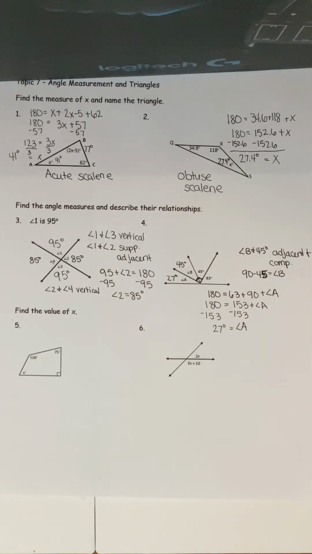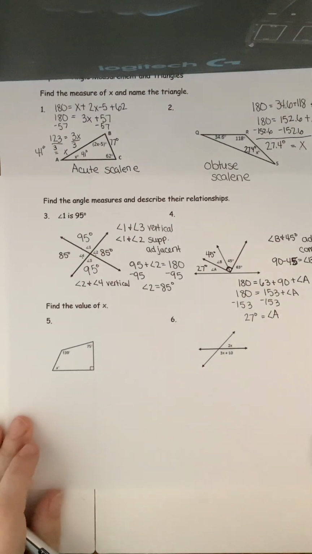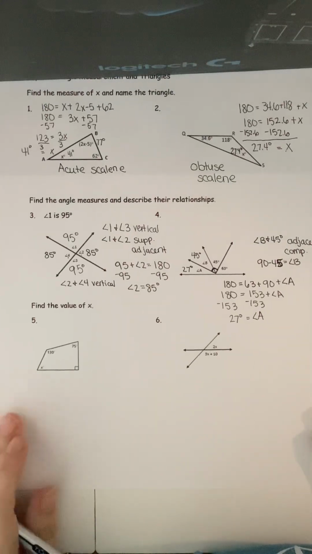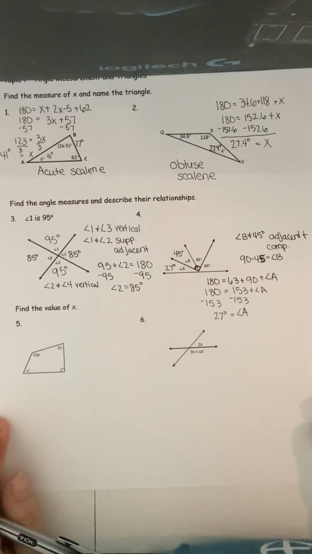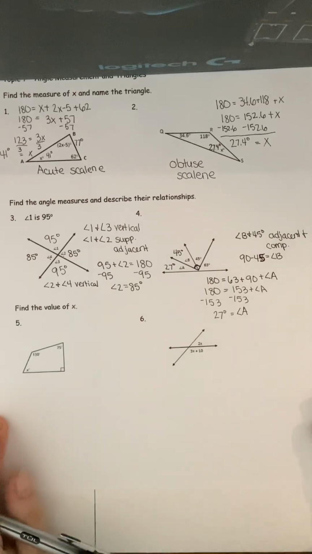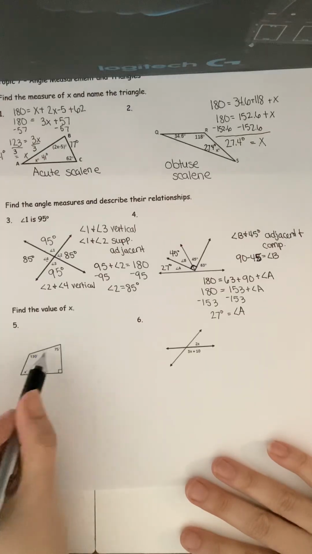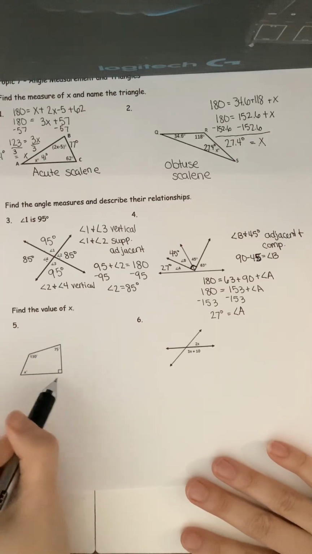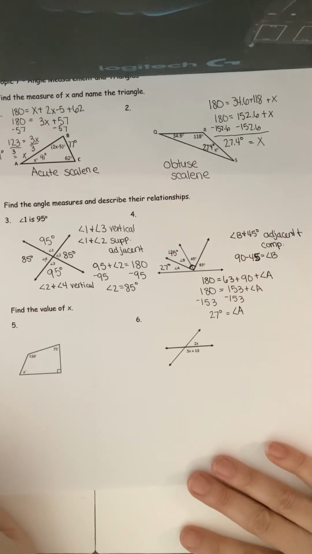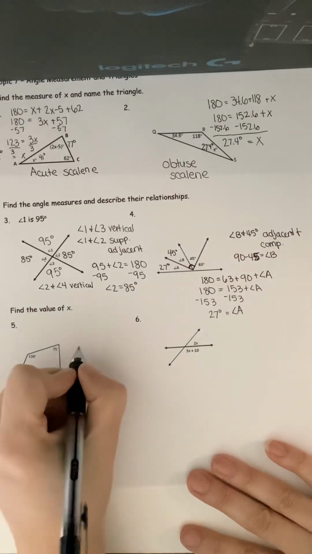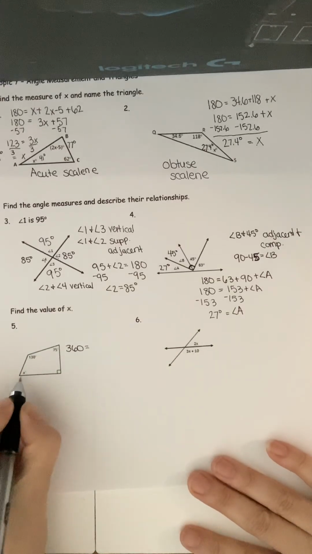All right, now we're going to find the value of x. All right, so we have a quadrilateral. It is a four-sided shape. All right, 1, 2, 3, 4. All right, quadrilaterals, if we remember, have to add up to 360 degrees. All right, so 360 degrees. That's how we're going to solve and figure out what x is.